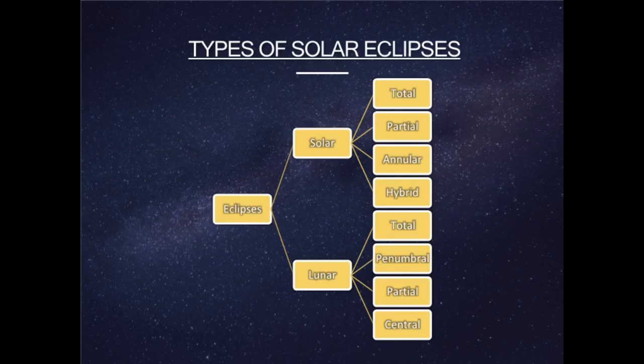There are two types of eclipses, solar and lunar. Solar eclipses are of four types: total, partial, annular, and hybrid. Lunar eclipses are of four types: total, penumbral, partial, and central. I'll give you 5 seconds to study this table. I hope you have studied this table. If so, let's move on to the summary.